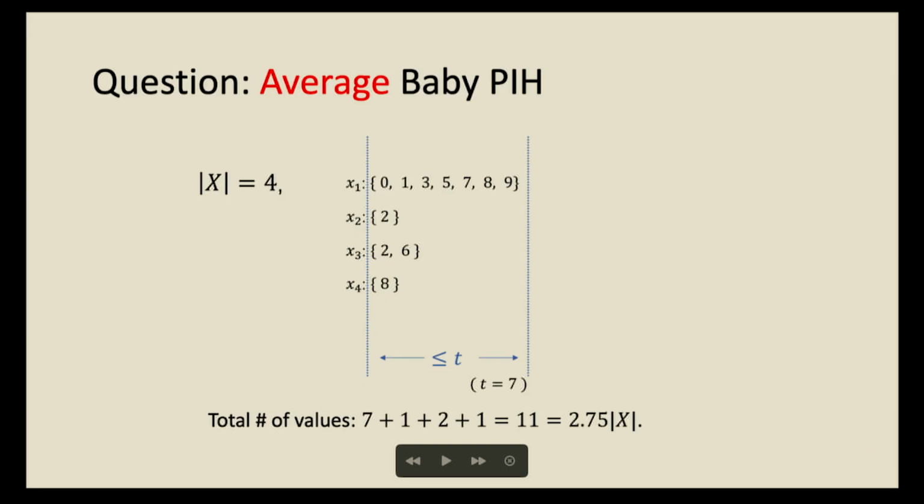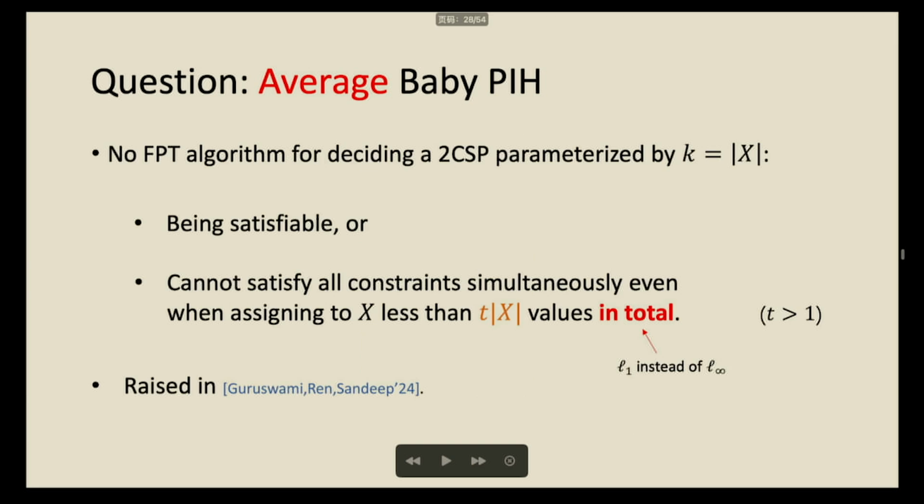Okay. So in Baby PIH, we care about the maximum list size, but in the average Baby PIH, we care about the total number of values. In other words, the sum of the sizes of all the lists. Average Baby PIH just says distinguishing between satisfiable or not even satisfiable by multi-assignments with total value t times the number of variables. So on average, every variable gets t values. Even this is not possible to satisfy an instance. So here, we are just replacing the L infinity norm with the L1 norm. That's the difference.